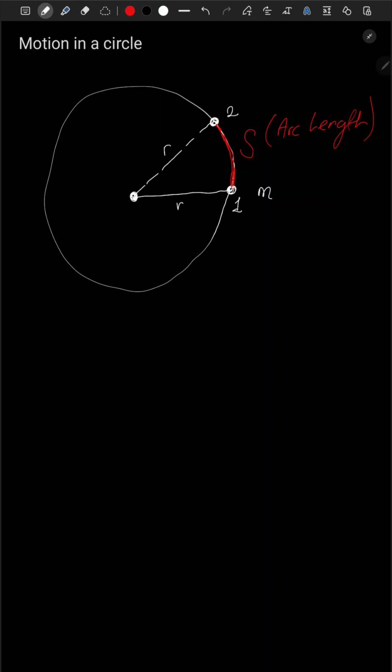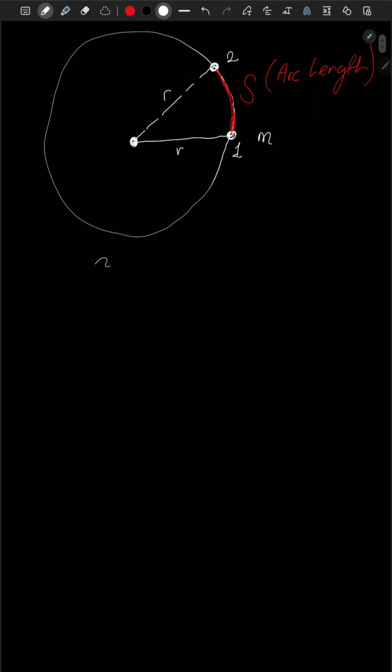So the arc length is defined as S equal to the radius multiplied by the angle over here as it moves. The angle is called the angular displacement. So it is an angular displacement. So it is theta times r.